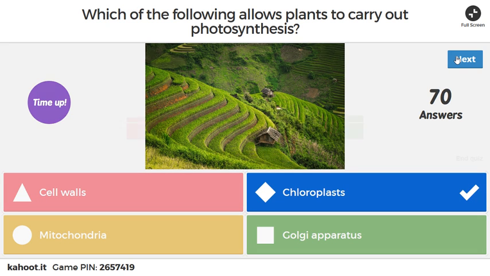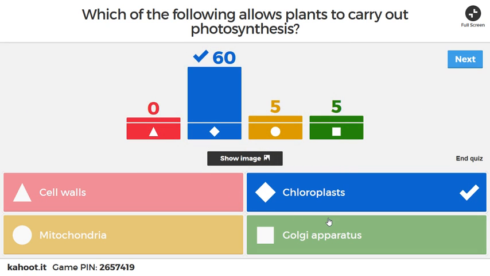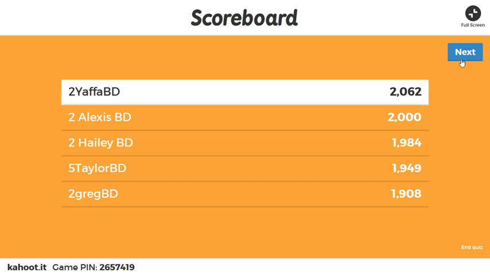All right, and that's going to be chloroplast. The cell walls, the mitochondria, and the Golgi apparatus, none of that has to do with photosynthesis at all. It's the chloroplast that actually allow photosynthesis for plants to work. All right, let's take a look at the next one.